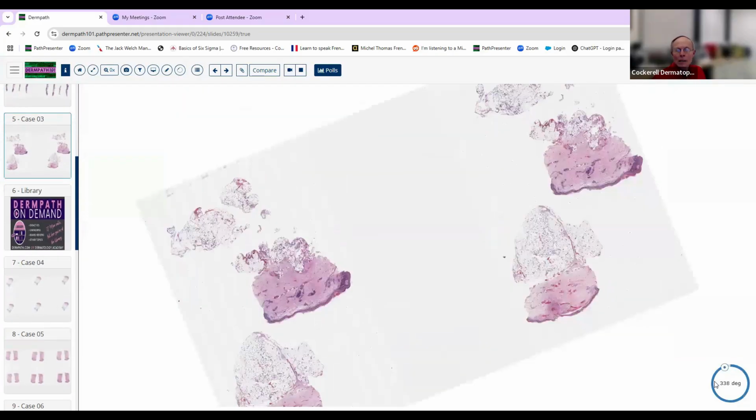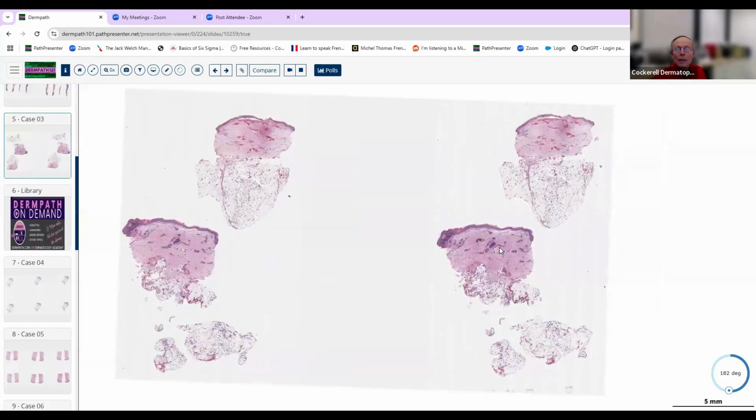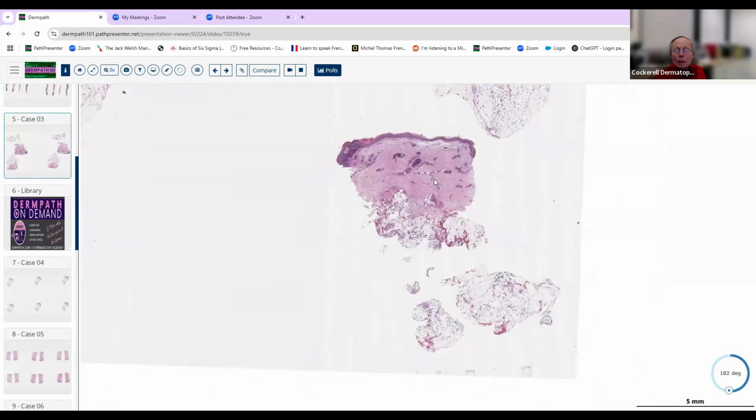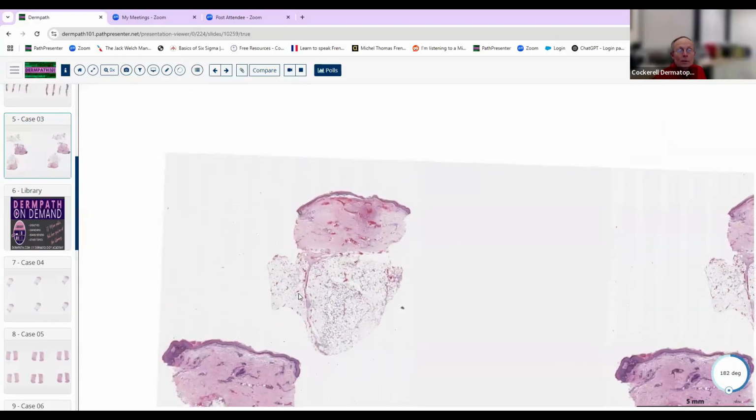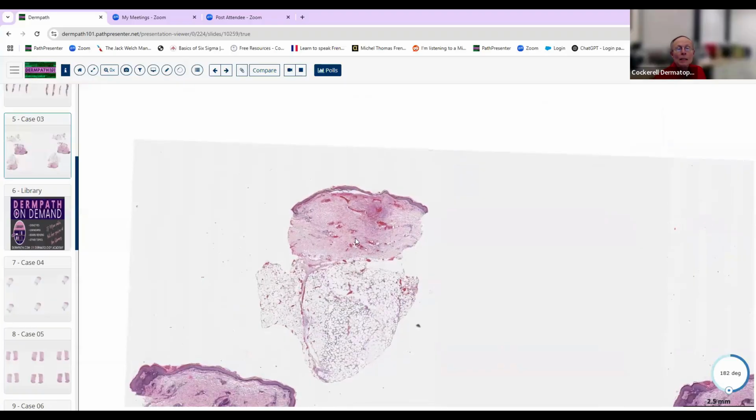All right, number 3. Take a look at this one up here. Let's see if we can find this area right here, which is probably the best one. Okay, I'm going to punch biopsy here.